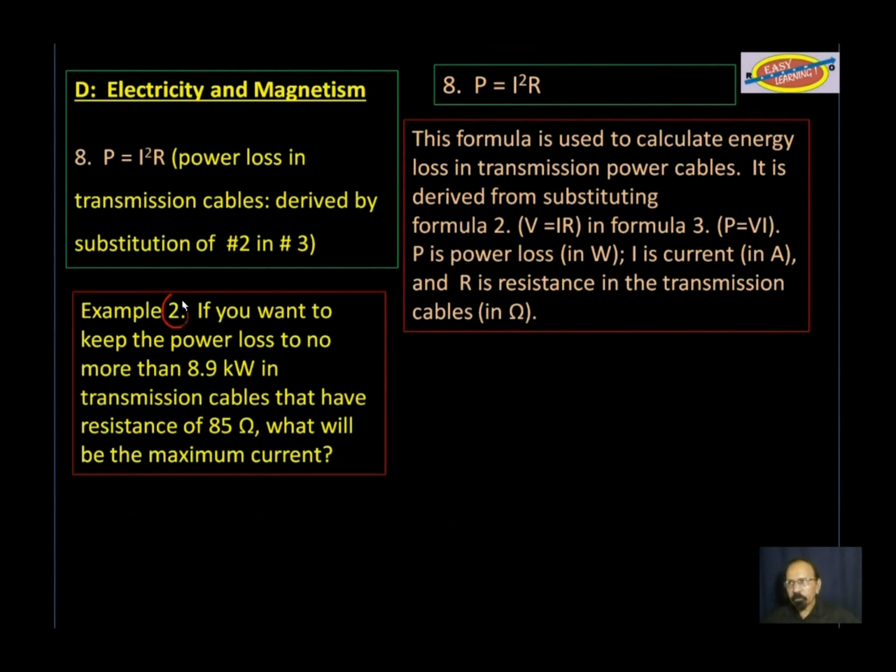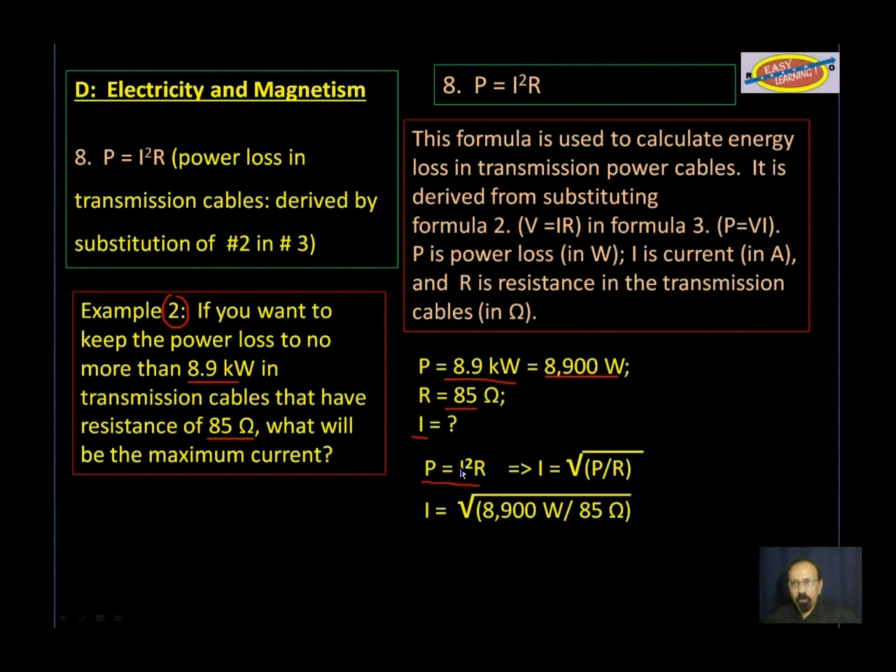Example 2. If you want to keep the power loss to no more than 8.9 kilowatts in transmission cables that have resistance of 85 ohms, what will be the maximum current? So we know the power loss, 8,900 watts. We know the total resistance, 85 ohms. We want to find I.